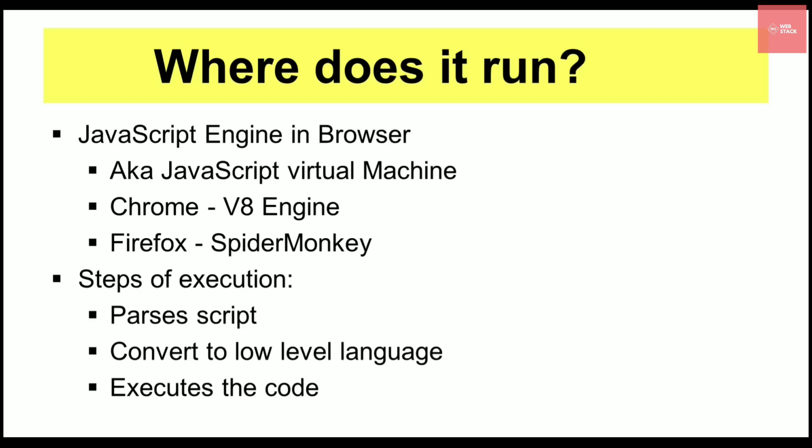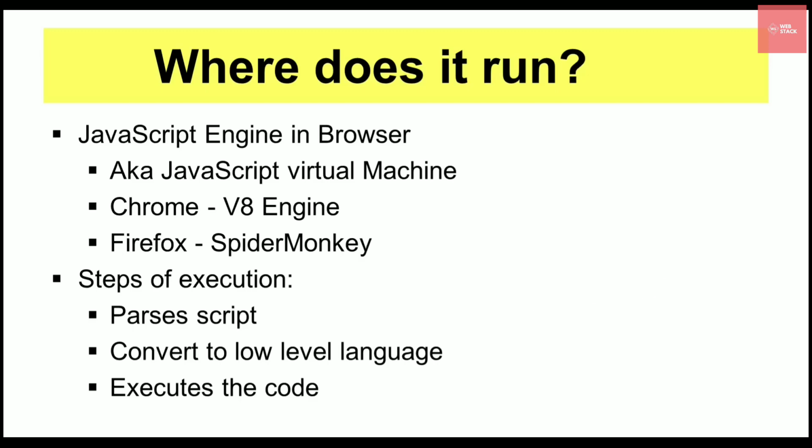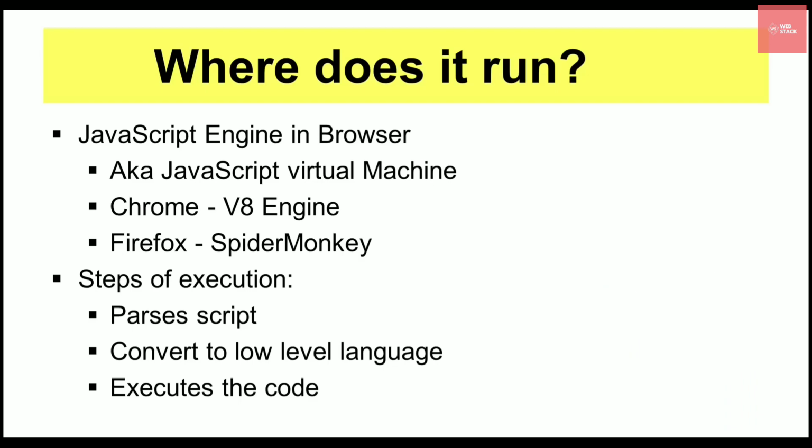And if you know some more JavaScript engines for other browsers as well, just write it in the comment section below. So now the steps of execution, if I talk about how it renders your JavaScript code. It first parses your script. That means it reads your script actually, then it converts it into your low level language, and then it executes the code actually. So this is a 3-step procedure which your rendering engine or JavaScript engine takes care of.